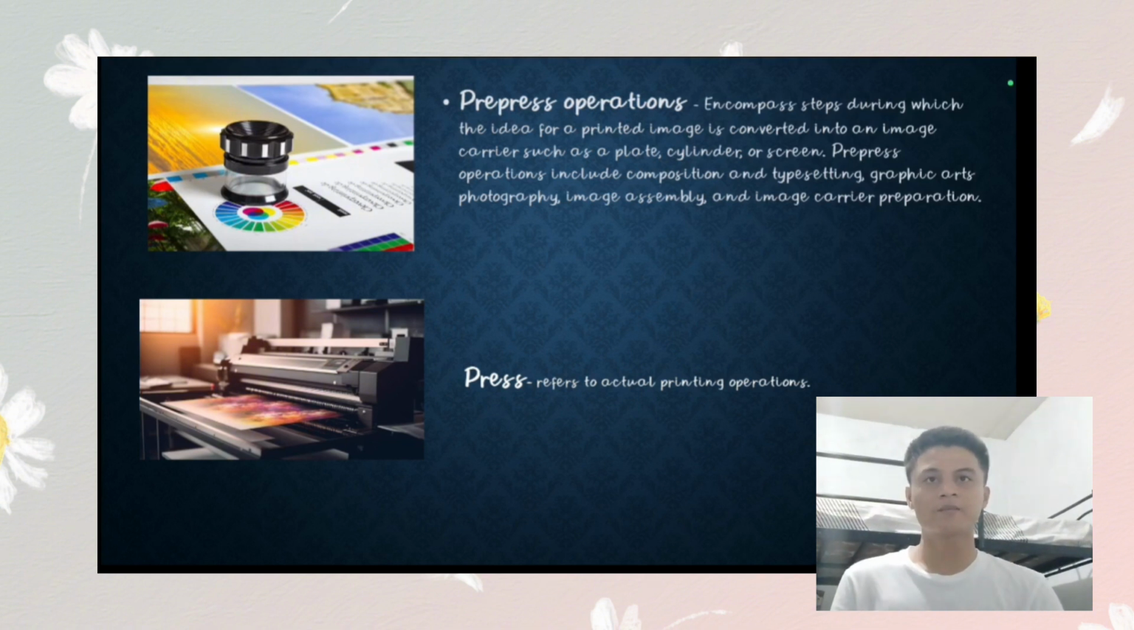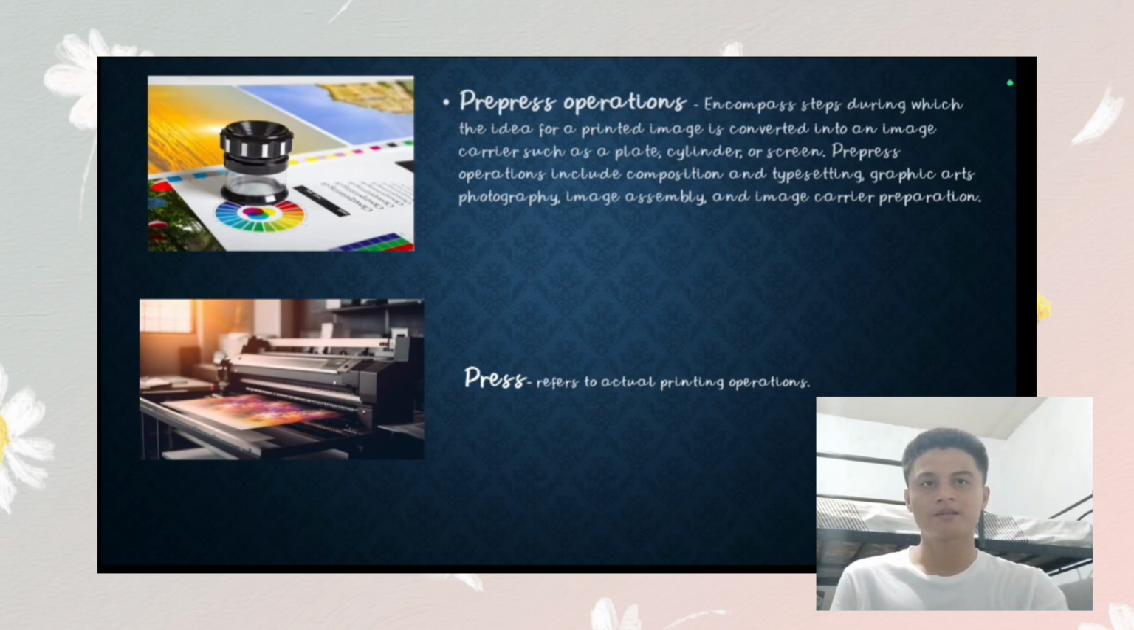So it means that the pre-press operations refer to the various tasks and processes that are carried out before a design or image is ready for printing. These operations are crucial to ensure that the final printed product is of high quality and meets the desired specifications.